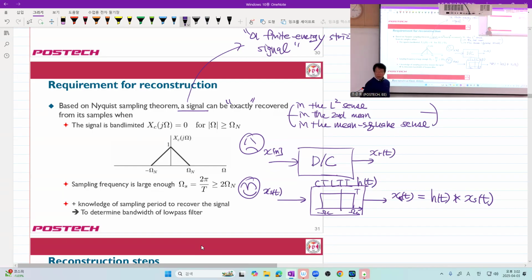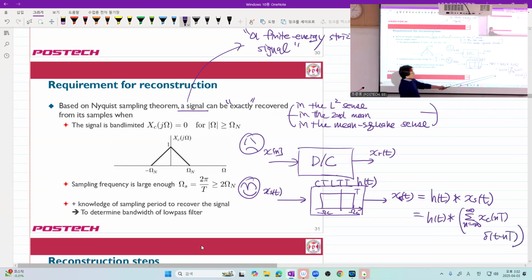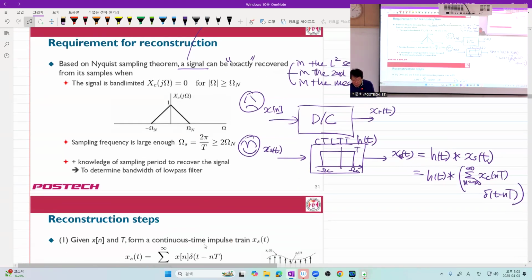And what is x of s of t? As we've just seen, this is what? So this representation of the sampled signal occurs again and again. That's why the authors of our textbook loved this two-stage representation of the C to D converter, even though it gives a lot of confusion. Now, anybody?